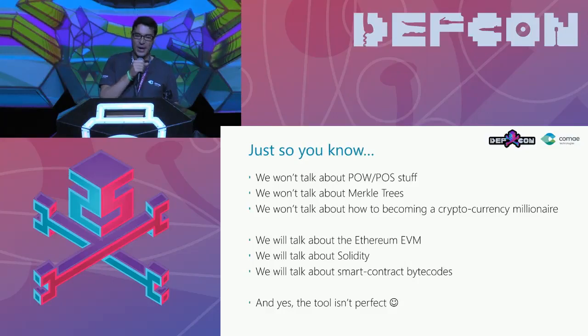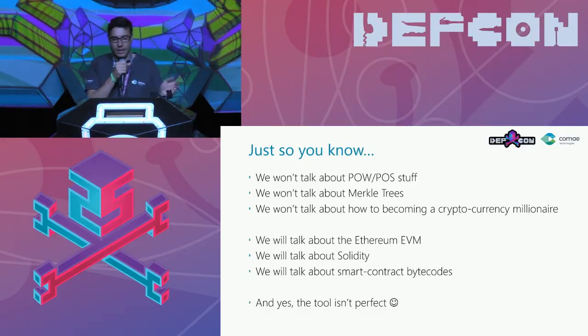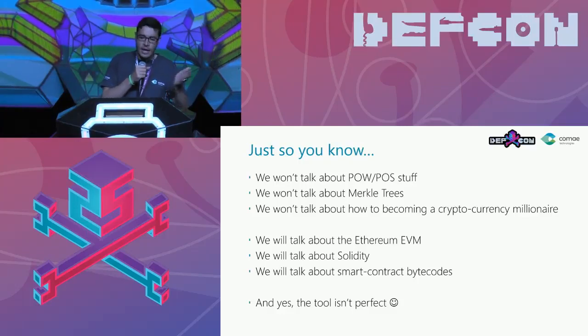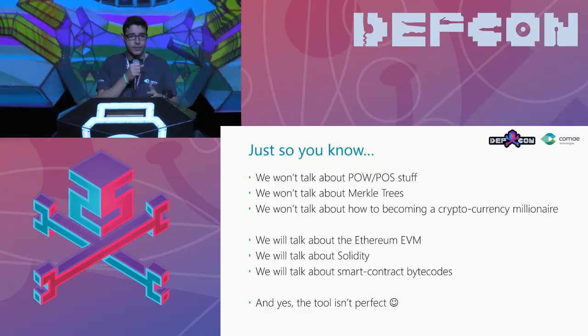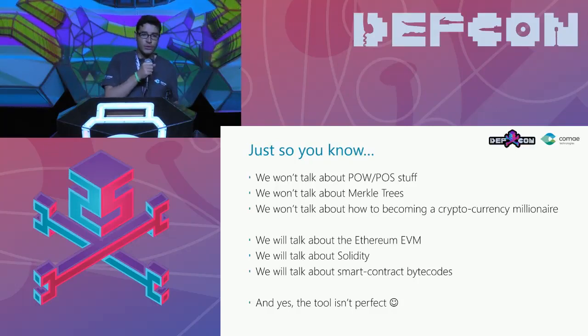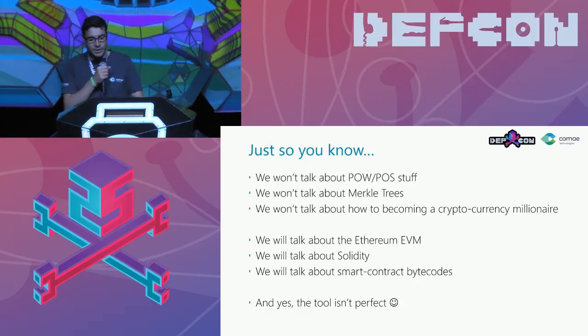Just so you know, I won't be talking about what blockchain is, Merkle trees, and all those things. We're going to focus on smart contracts and how to decompile them, as in Windows reverse engineering. I thought it was interesting to analyze the VM itself. I'm also releasing a tool which is going to be open source, so I'm going to give the link at the end. Of course the tool is not perfect, so you're more than welcome to contribute and give a pull request.